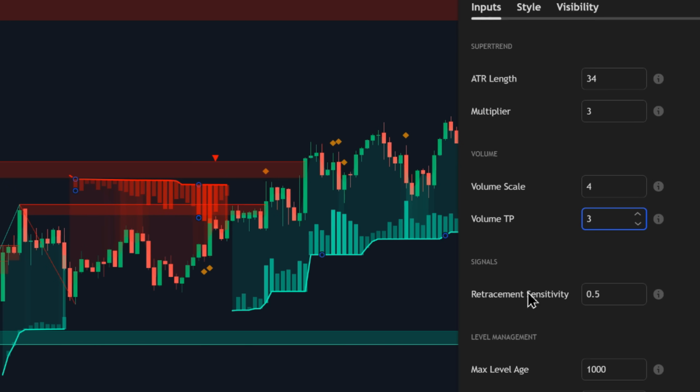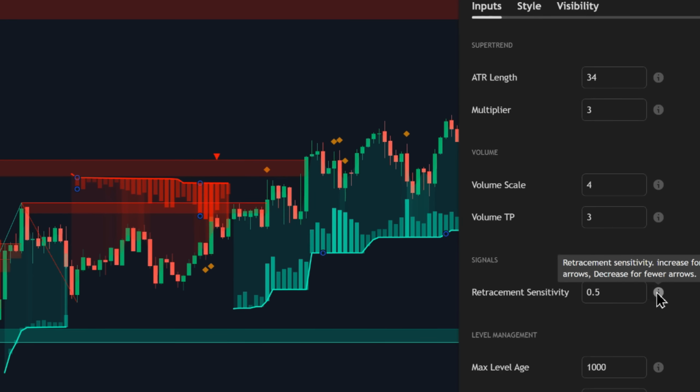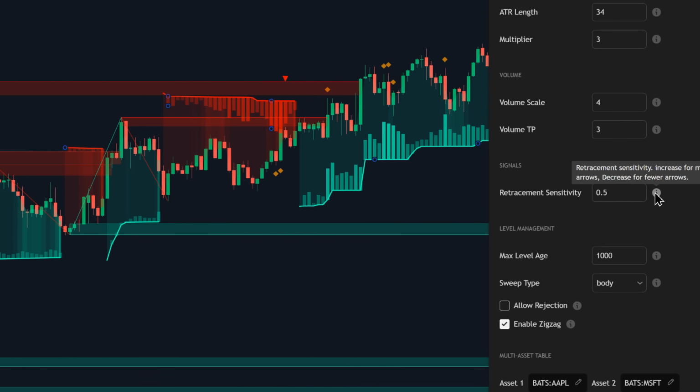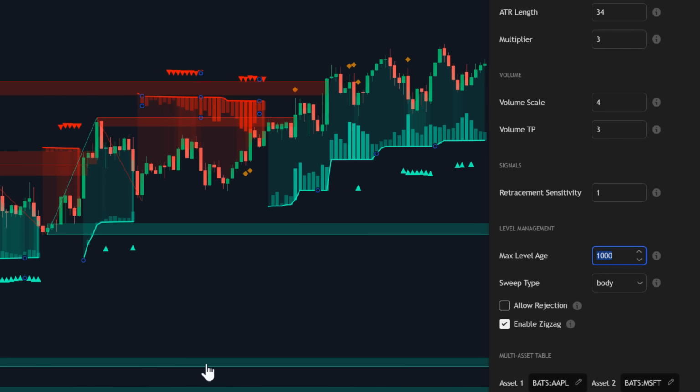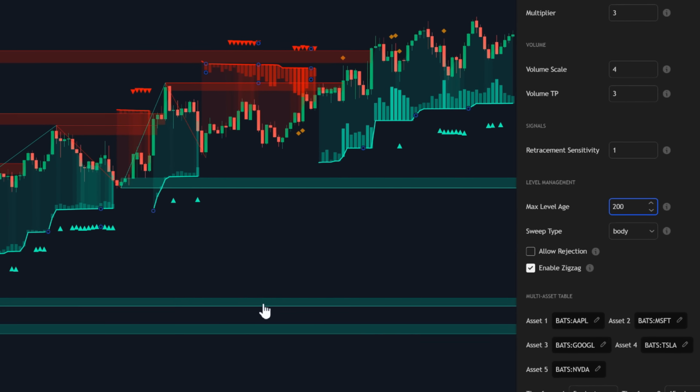Retracement sensitivity governs how strict the pullback detection is around the band. I changed this to 1 because I want cleaner continuation arrows. Max level age defines how long automatically drawn levels stay alive before expiring. I changed this to 200 so useful zones don't time out too fast.